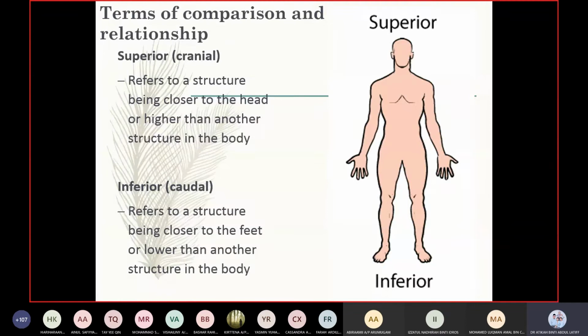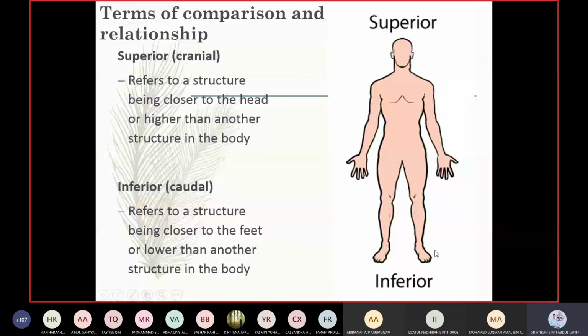Okay, so we've done planes. Now we will look at the terms for comparison and relationship. So again, this is your anatomical position. All the terms in anatomy we use are with reference to the anatomical position. For example, superior or cranial is any structure closer to the head, and caudal or inferior is structures closer to the feet.